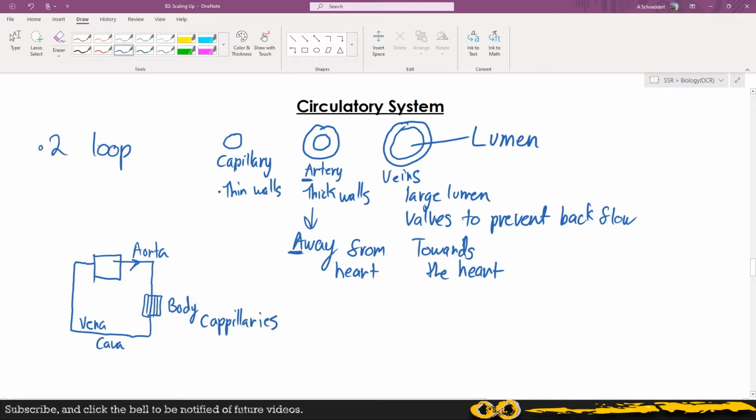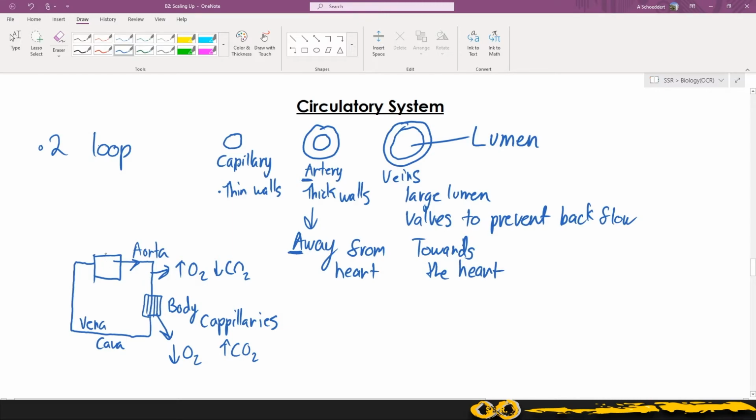If we look at the conditions in this blood, the blood in the aorta is going to be very high in oxygen and very low in carbon dioxide. As it goes through the capillaries, it's going to become lower in oxygen and higher in carbon dioxide because it will give its oxygen to your cells and it will pick up the carbon dioxide that they've used. It'll go then from the body capillaries into the vena cava and back into the heart.